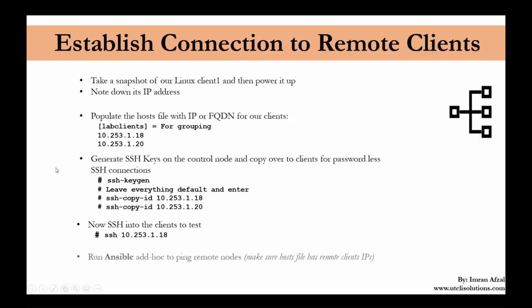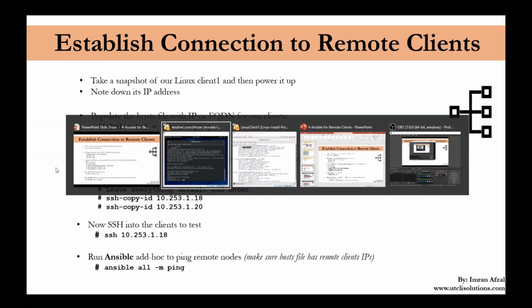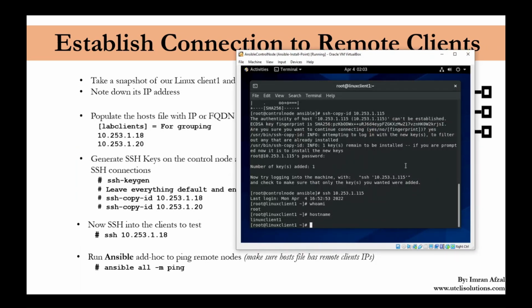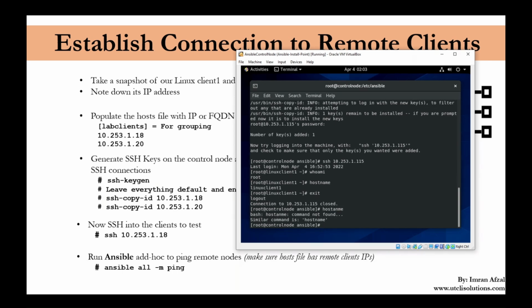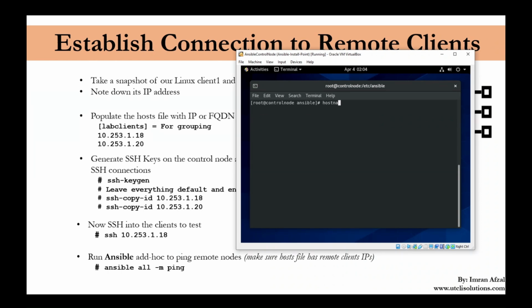Nice. All right. Then it says run an Ansible ad hoc command to ping remote nodes. Make sure the hosts file has the remote client's IP, which we already did. For that, let's go back to our control node. Right now we are logged in to a Linux client, so simply type exit to come back to your control node. To confirm, type hostname. Sorry, let's clear the screen so we can see it clearly. Type hostname, and you'll see we are back on our control node.